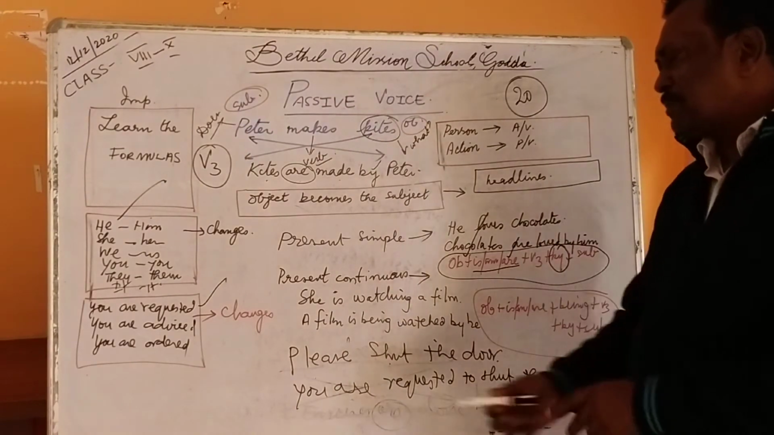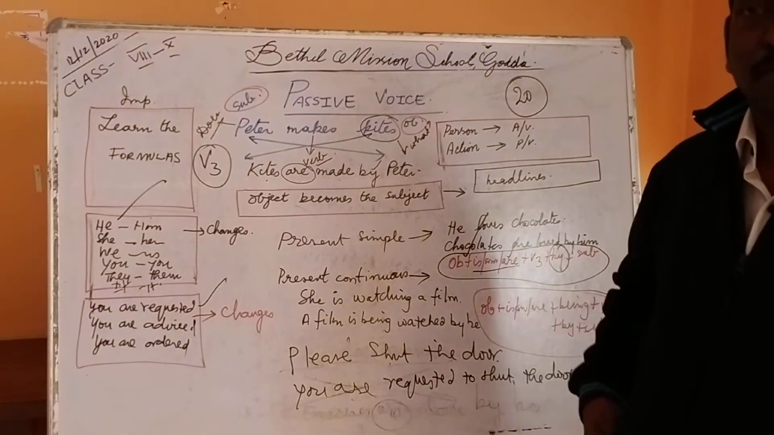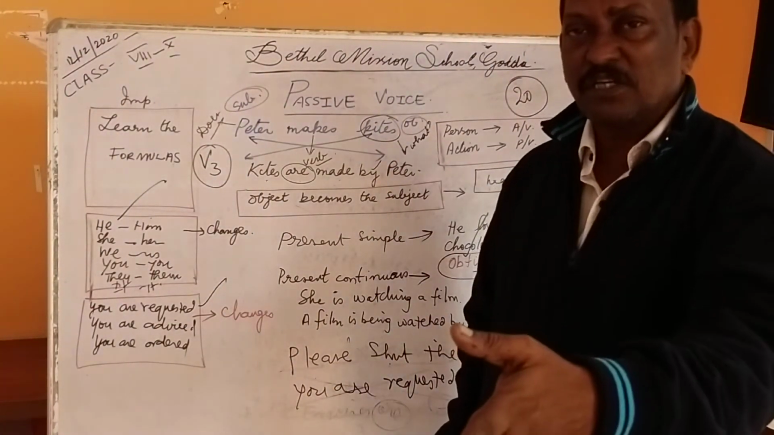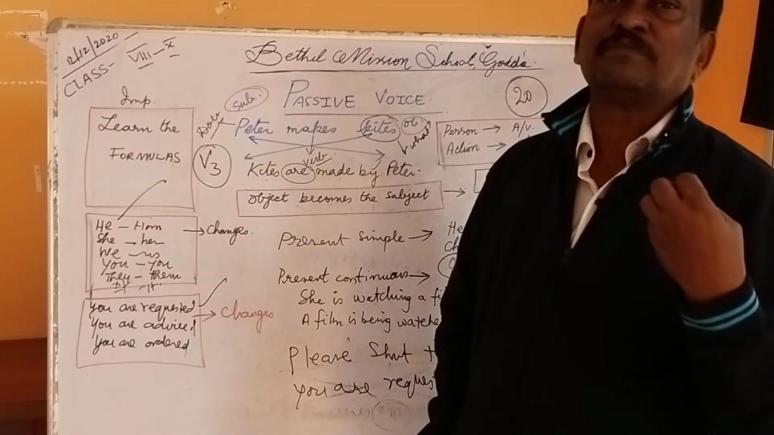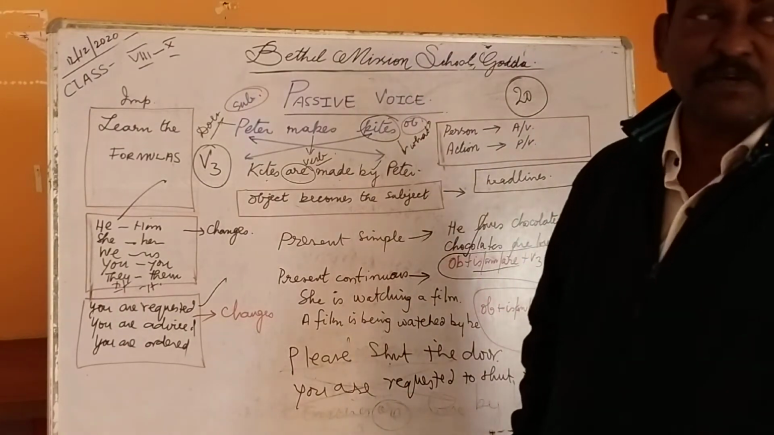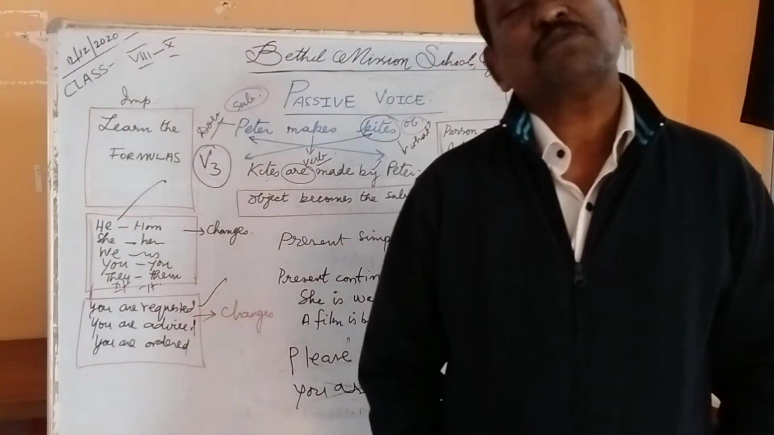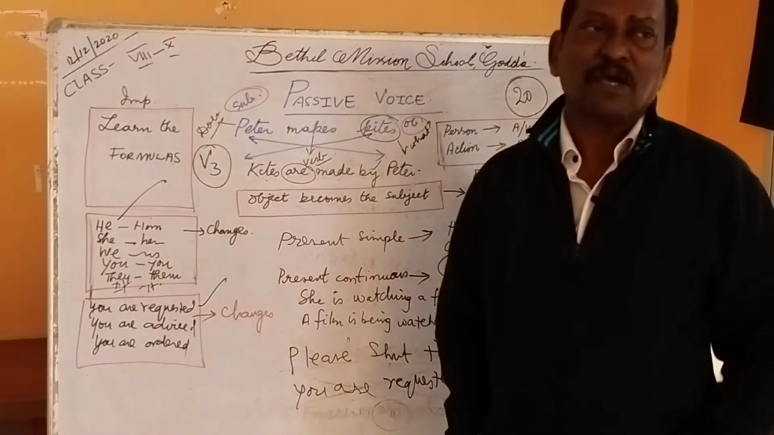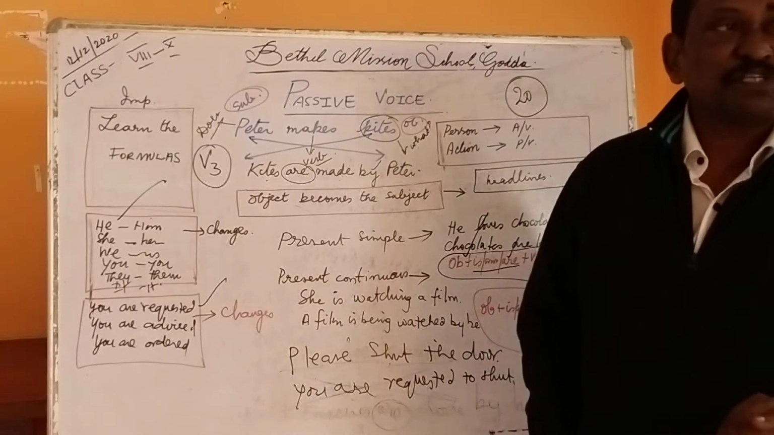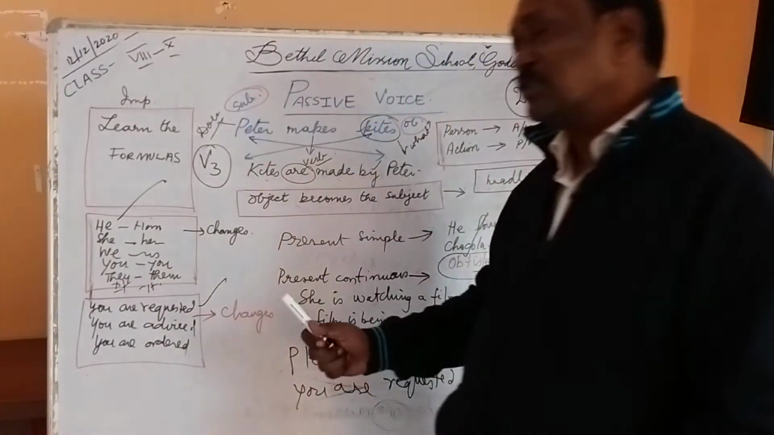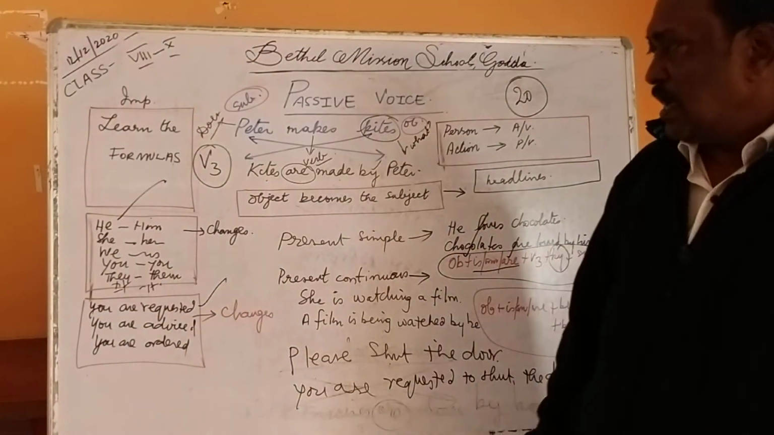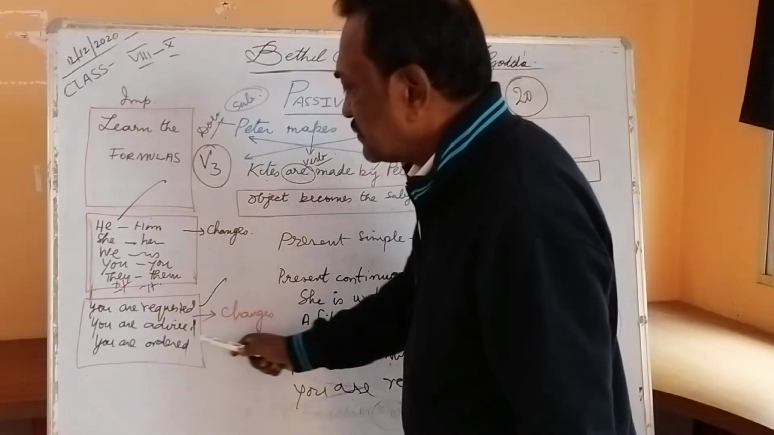You can have a good number of sentences in this pattern. Please give me your book. You are requested to give me your book. Please sit down. That is again a request. So you start the sentence with you are requested to sit down. Please have some tea. You are requested to have some tea. So when the sentence starts with please, we use this one. Okay? And you are advised.